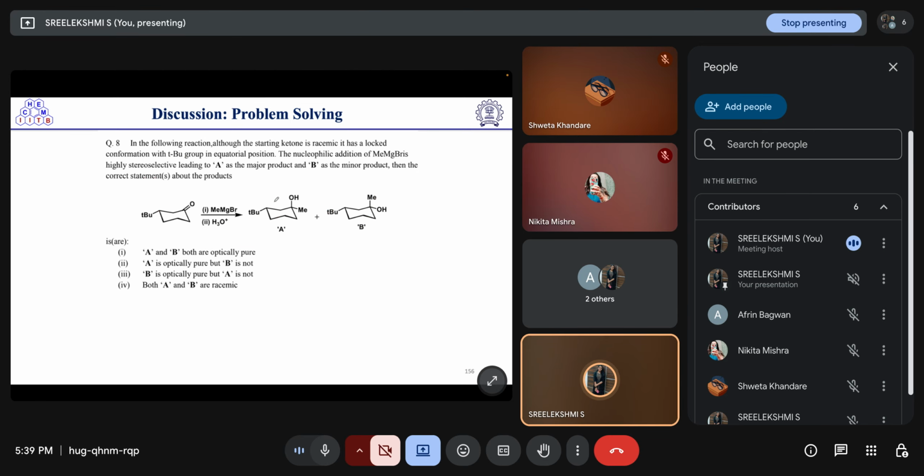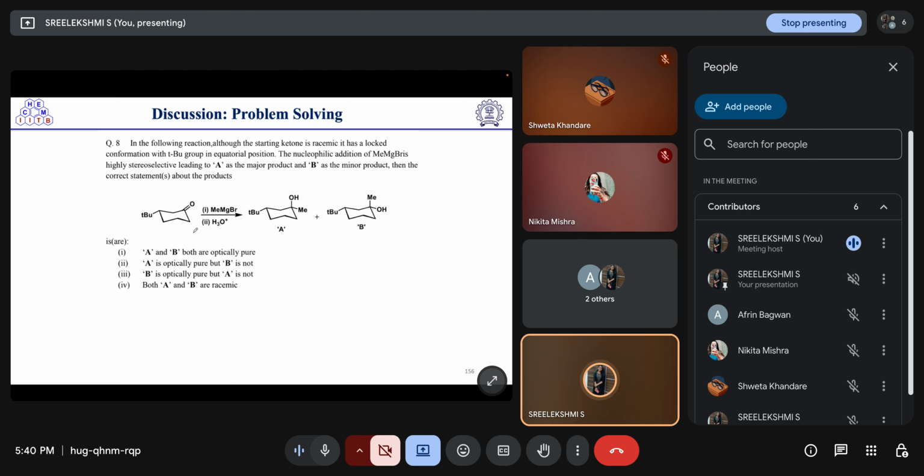Okay, so we will move to the last question of this first week assignment. In the following reaction, although the starting ketone is racemic, it has a locked conformation with the tertiary butyl group in the equatorial position. The nucleophilic addition of methyl magnesium bromide is highly stereoselective, leading to A as the major product and B as the minor product. Then the correct statements about the products are.